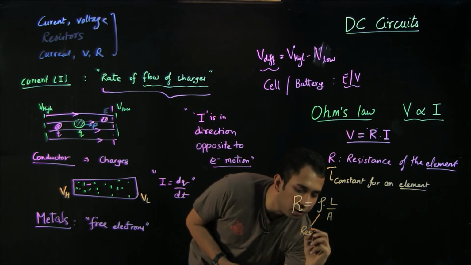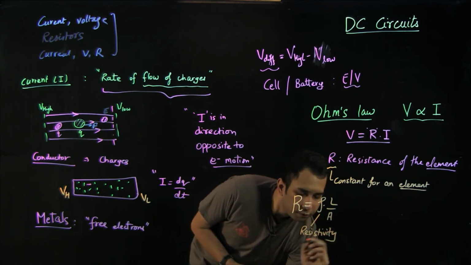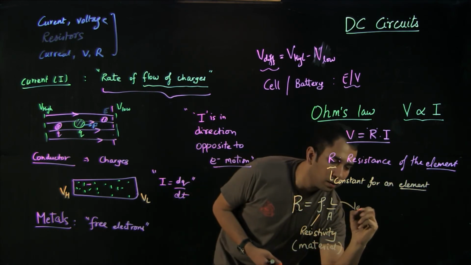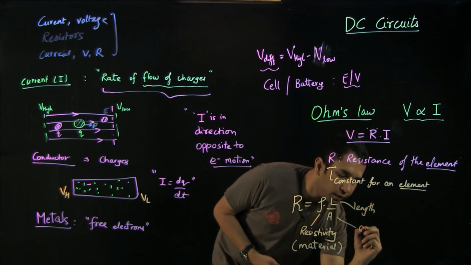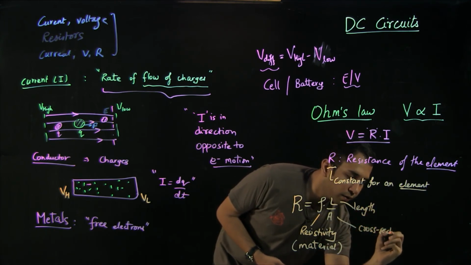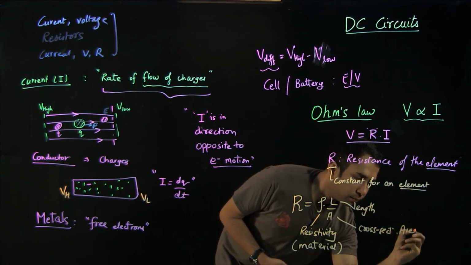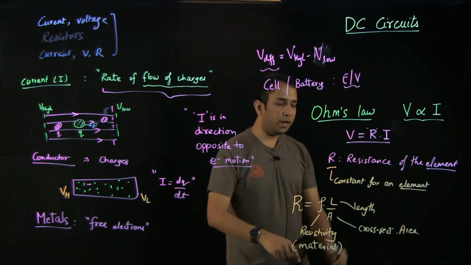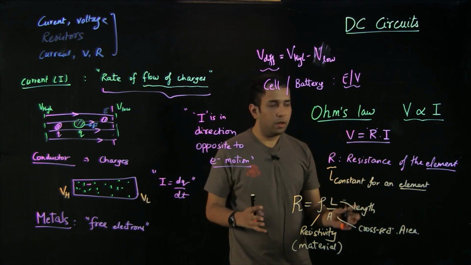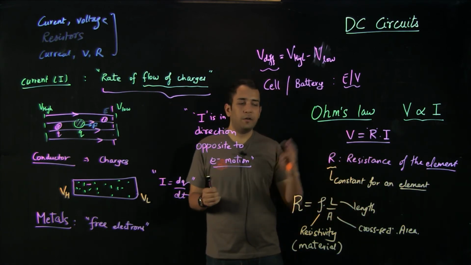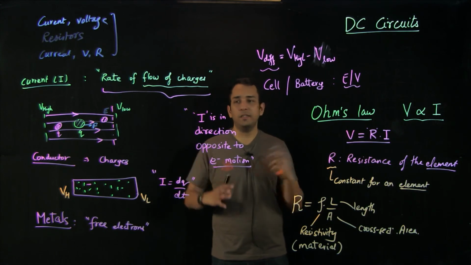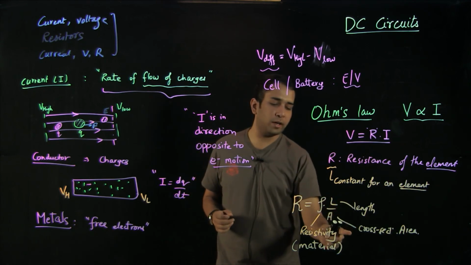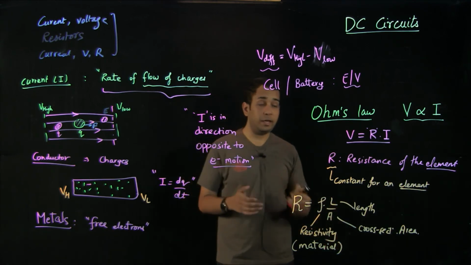So this is resistivity, which depends on the material, and this is length, and this is cross-section area. So the resistance of an element is dependent on its material as well as its length and cross-section area. So if I have two elements with the same material but different length and cross-section area, then the resistance will be different. But if I have two identical elements with the same material, same length and same cross-section area, then the resistance will be constant and the same.